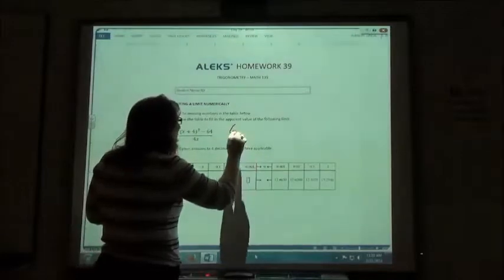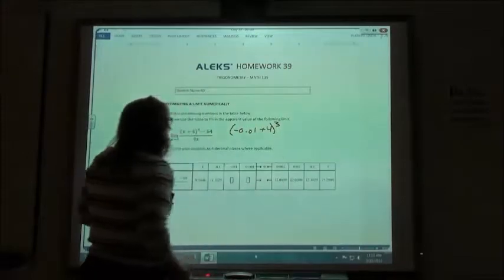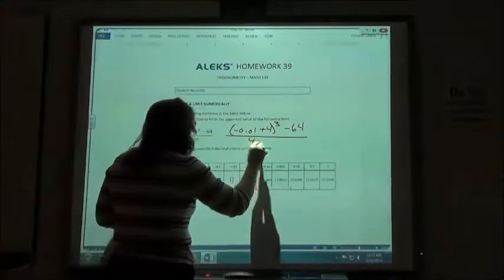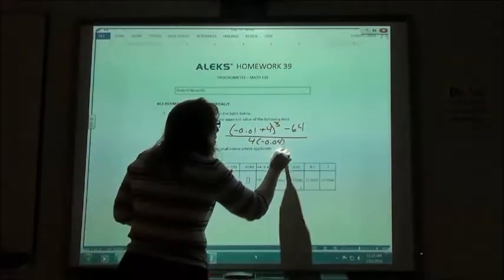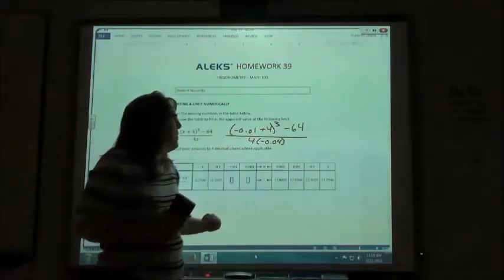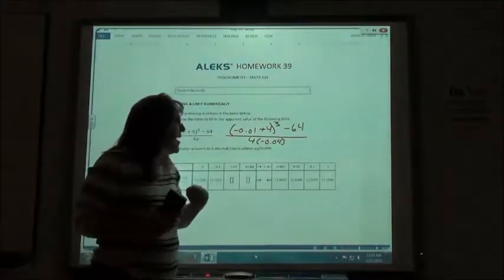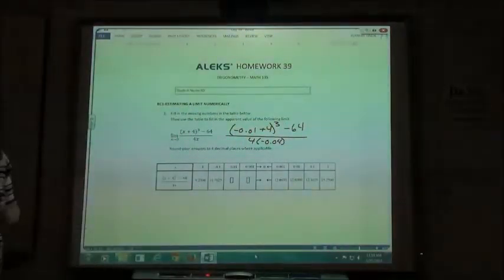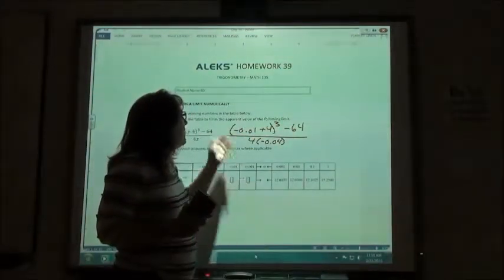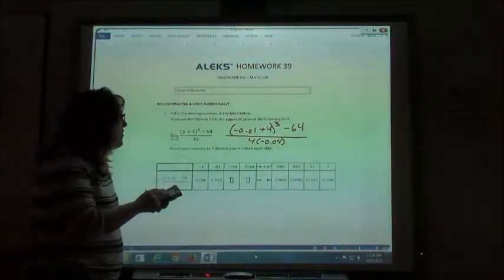So we are going to take -0.01 plus 4. We're going to raise it to the third power, minus 64. On the bottom, we're going to take 4 times -0.04. If I'm going to use my calculator, I want to do the top separately from the bottom. So I'm just going to punch the whole top part in and find my answer, punch the bottom part in and find my answer, and then simplify it from there. I could do this separately and then subtract the 64, but I should be all right punching all of that in just like it looks, since my calculator knows the order of operations.